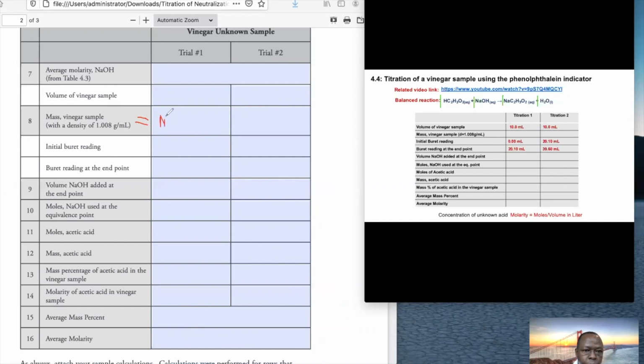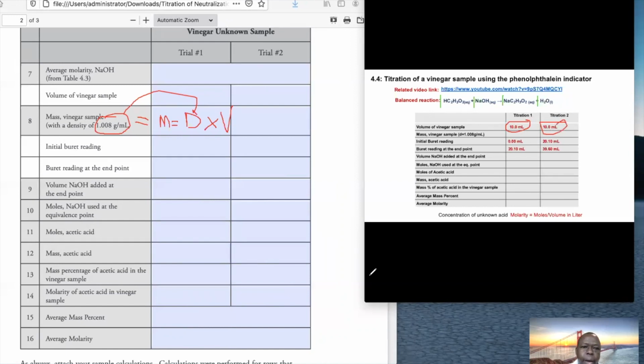Mass from the density is given by density times volume of vinegar, which you know. You don't have to have it in liters. This is the density you are given, which is this value here. And the volume is given, or it was stated here for trial 1 and trial 2.